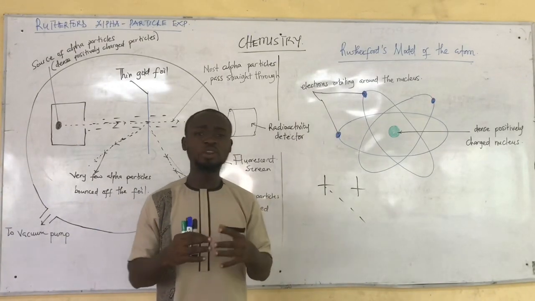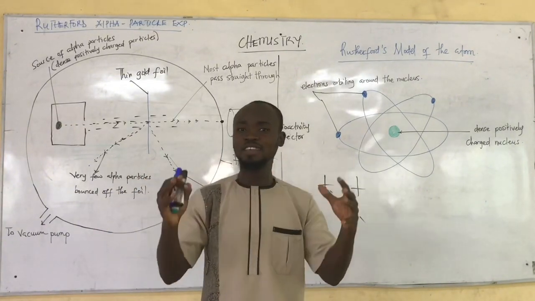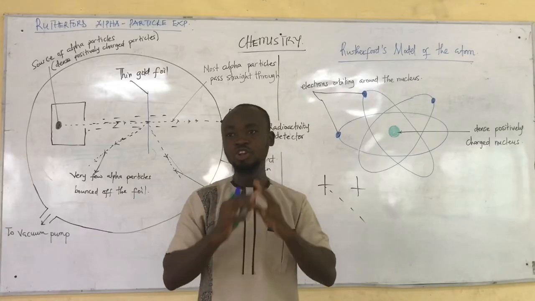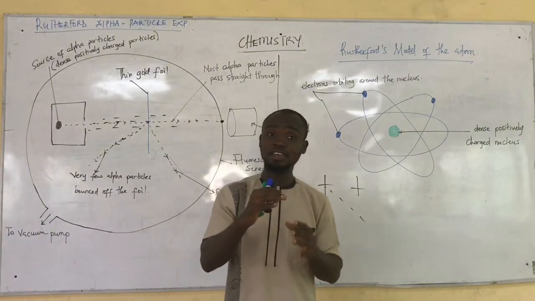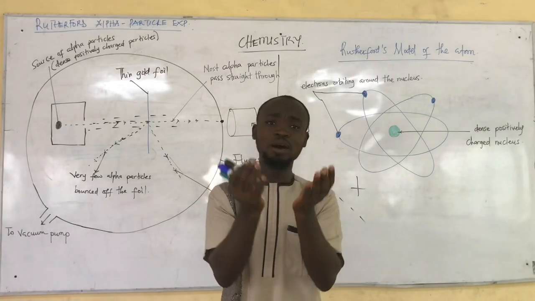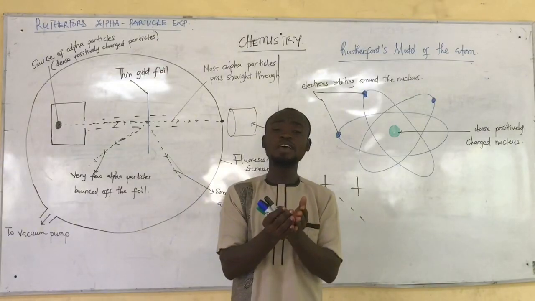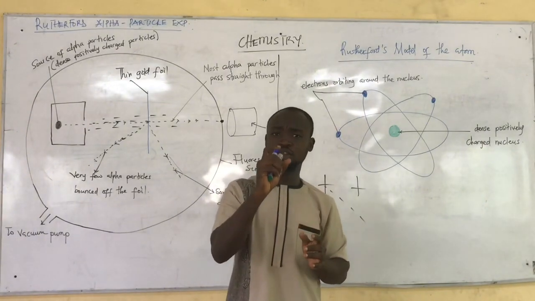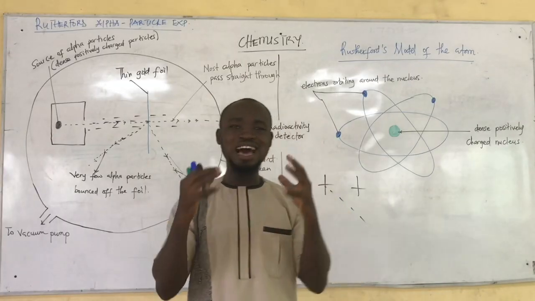So Rutherford suggested that the atom has a center where the mass of the atom is located, and this center is positively charged, and we call it the atomic nucleus. This center occupies a very small volume compared to the whole volume of the atom. And around this nucleus, we have electrons, and these electrons move around the nucleus at high speed.